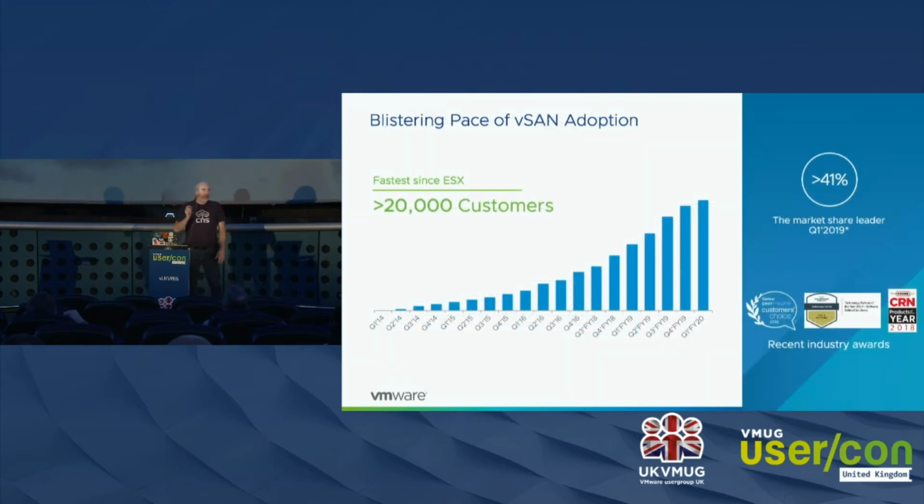Out of curiosity, how many of you are vSAN users? Okay, quite a few of you. It has been our most successful product since ESX. Now I think this might even be a little bit out of date. I think this was used at VMworld in the US. I think we were just around the 21,000 customer mark now.